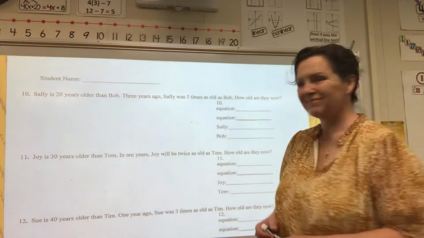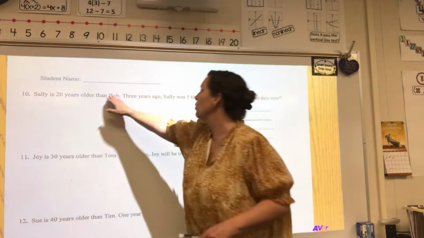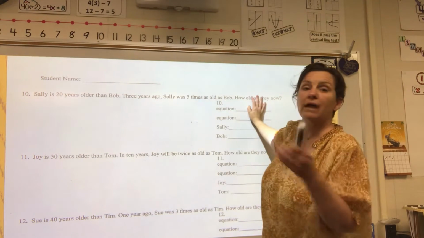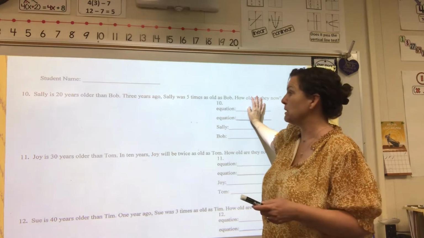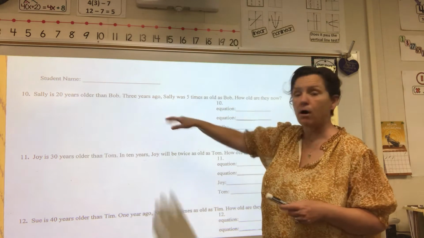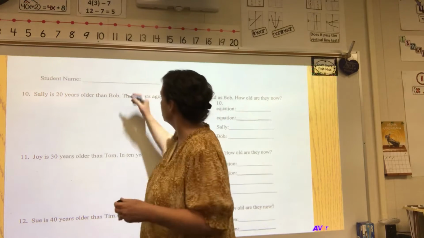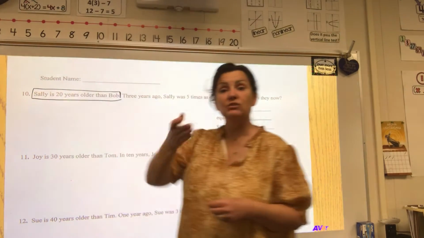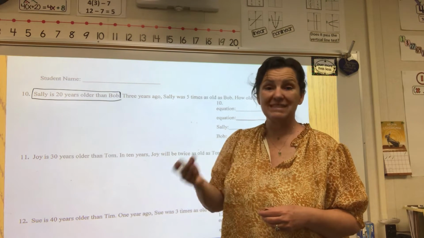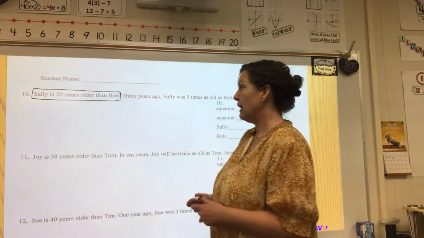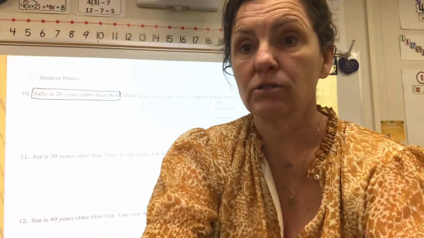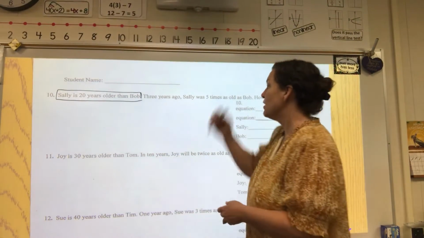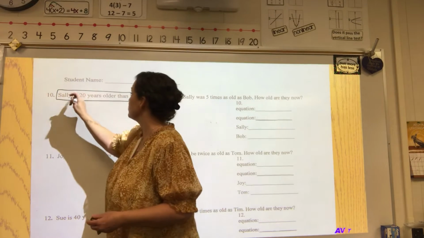So here we go. The first question had 3 sentences. The third sentence was just, hey, what are we looking for? How old are these 2 people? So we had Sally and Bob, and we know that the first sentence turned into the first equation of our given system. So let me tweak this camera just a little bit. Better.